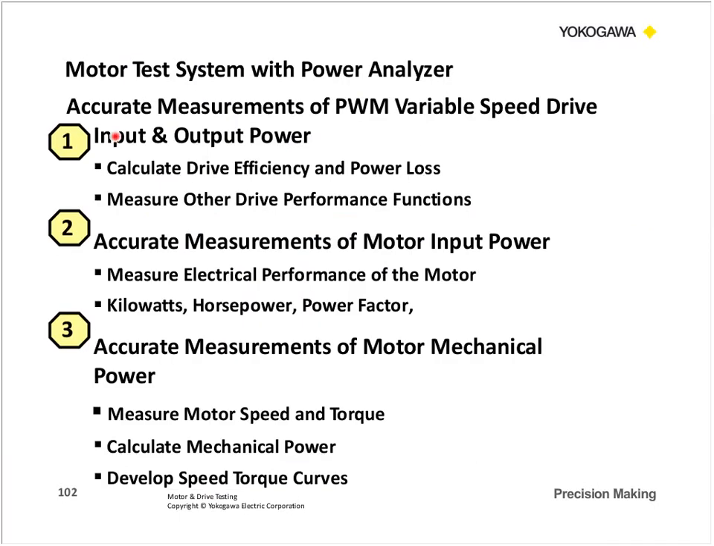So, the accurate measurement system for your motor and variable speed drive, we look at input and output power, so we can calculate the drive efficiency and the power losses, and we can look at other drive parameters. And then we can look at the accurate motor power with the measurement of the electrical performance of the motor, and then the mechanical power, and look at the kilowatts, horsepower, and power factor of the motor. And then the mechanical part of the motor, where we can look at the speed and torque, calculate the mechanical power, and develop some of our speed and torque curves as those are done in a dynamic measurement.